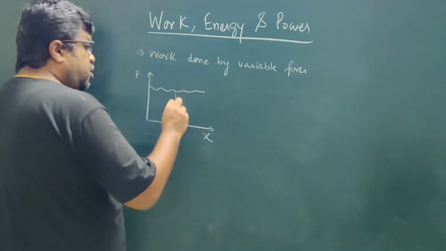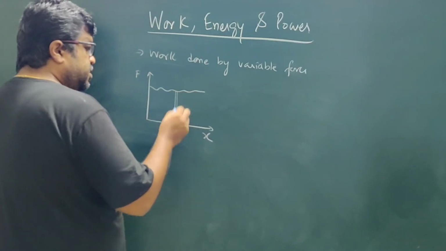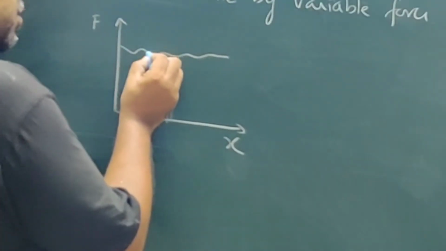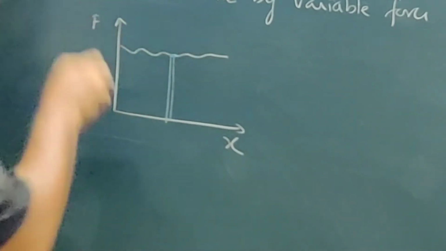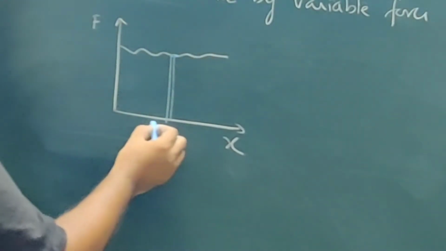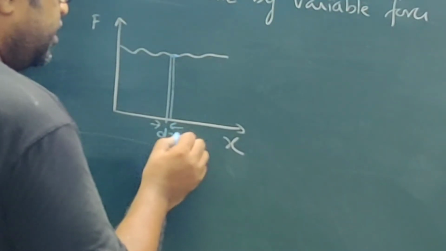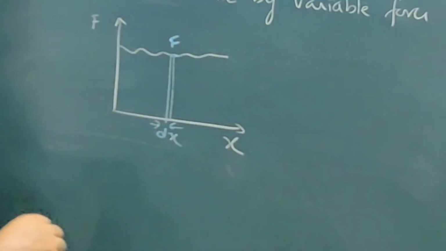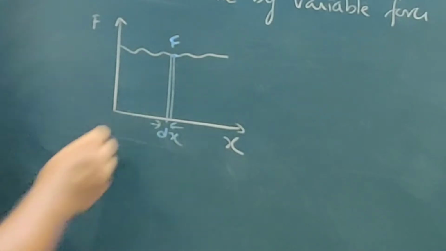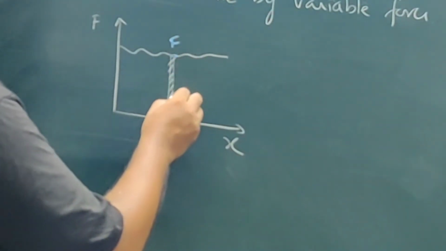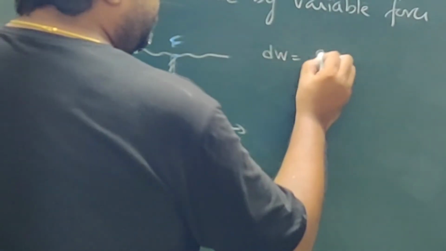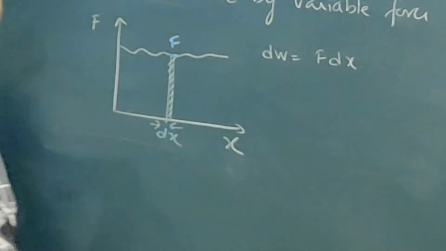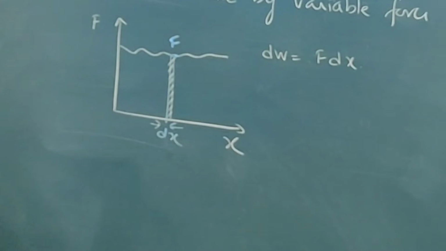You take one small interval. See here, the force is changing continuously. So if I take a very small interval, for that small displacement dx, the force F is constant. So if I calculate the area of this part, it will be dW, which is equal to F dx.